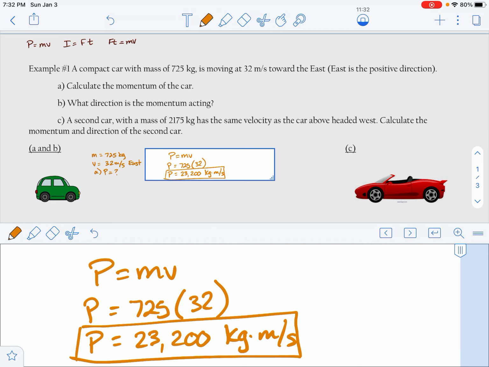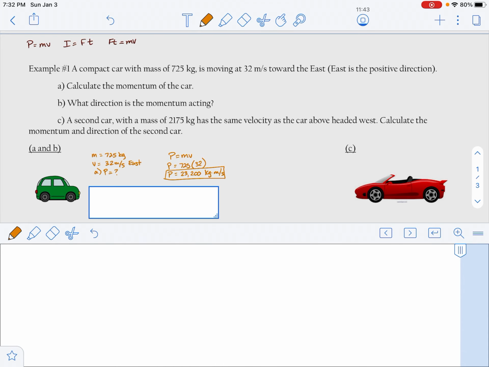Well, because the mass of things is big, right? And the bigger something is, the more momentum it has. So that all makes sense. So it would surprise me if it were a small number. Okay? All right. So that's part A.